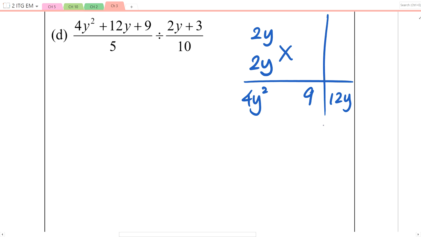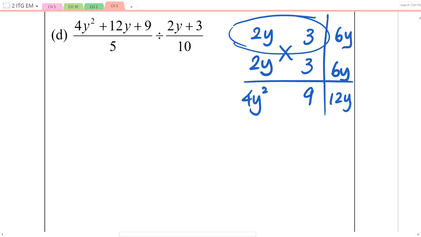What should I try next? 3. Okay, 3 and 3. I've got 6y and 6y. Can that give me 12y? Yes, looks like it is correct. So 6y and 6y. Okay, now I check. 6y plus 6y is 12y. 2y times 3, I get 6y. 2y times 3, I get 6y again. 2y and 2y, I get 4y squared. 3 and 3, I get 9. Hey, yeah, it is actually a perfect square.